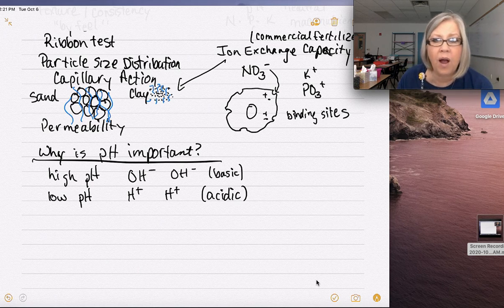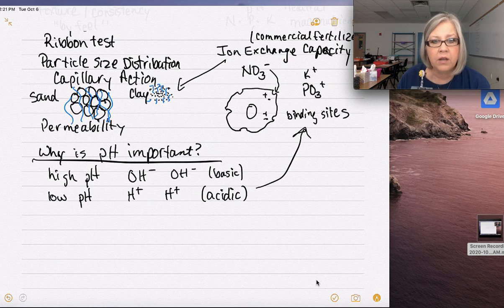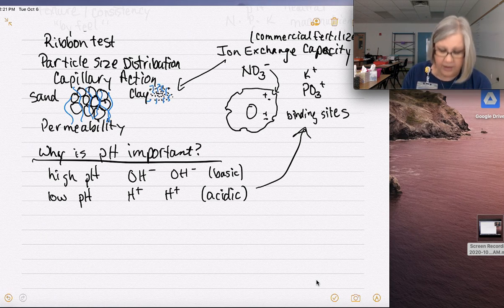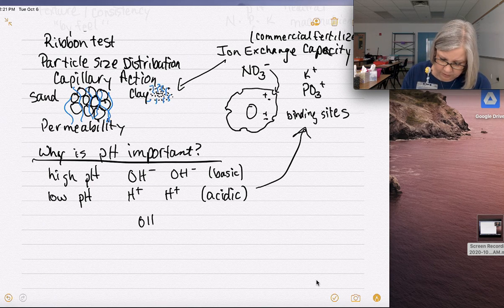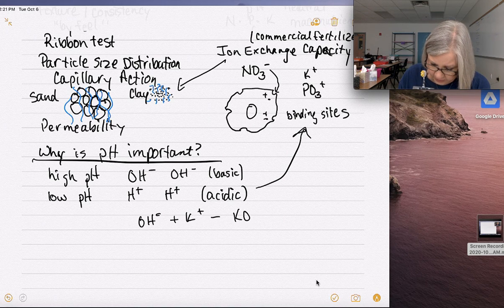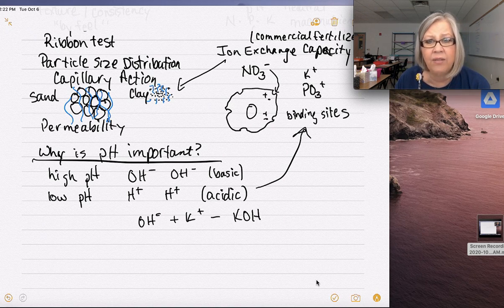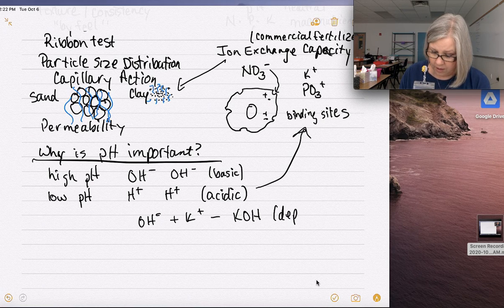Now, why this is a problem is that they basically start to be in competition with your charged ions over here. So in other words, if you have a lot of OHs, what are they going to bind with? Well, your OH, with that negative charge, is going to bind readily with your potassium. And it's going to form KOH. Well, if it does that, now that ion is no longer available to the plant. So it essentially depletes you of your potassium.